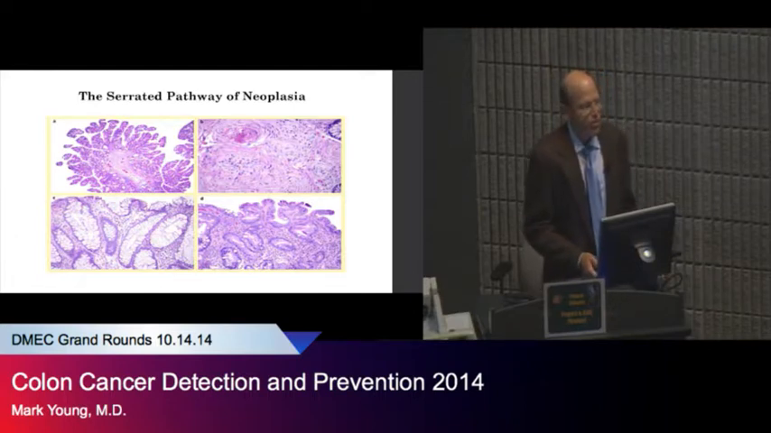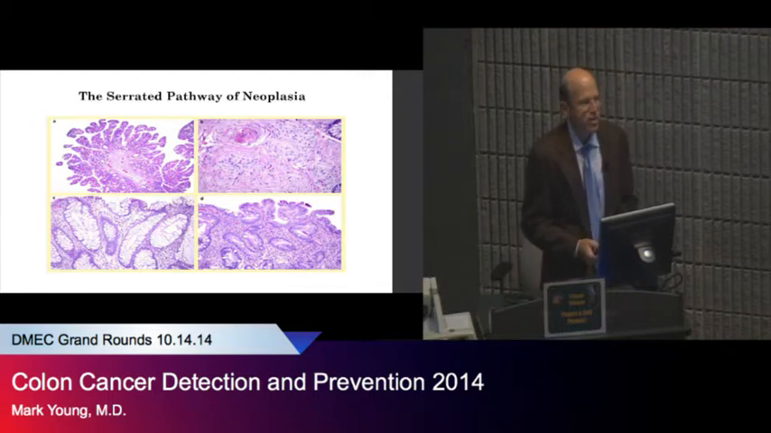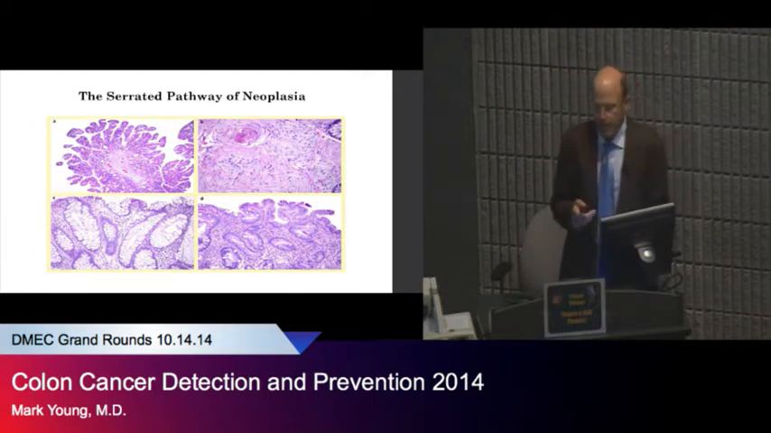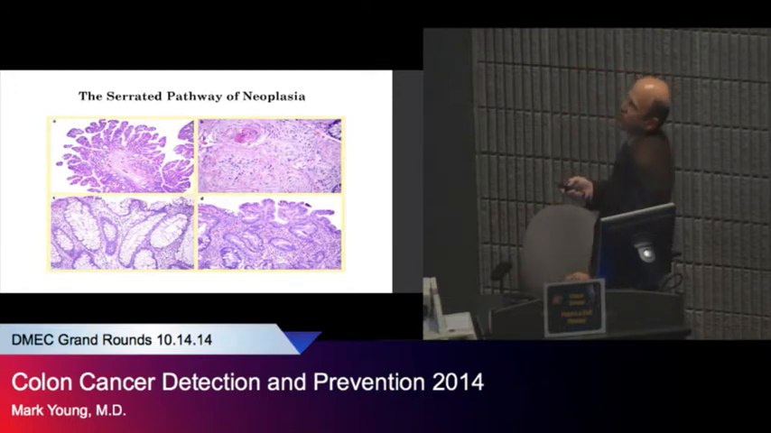Serrated adenomas are the newest players on the block. The pathologists have been talking about these for a very long time, but they've really come about and shown to be very bad actors in the last 5 years. And again, histologically, the way you determine this is it has this sawtooth pattern, which is shown at the top of the crypt here, and it's full of mucin. It's these mucin goblet cells all the way through the biopsy.